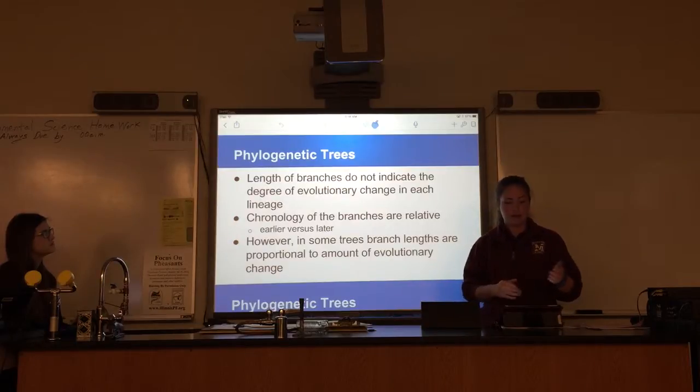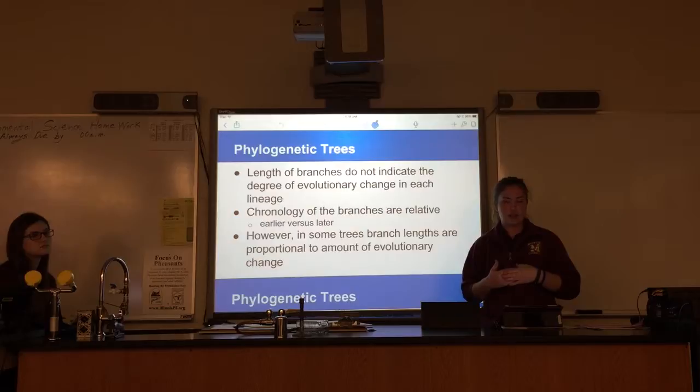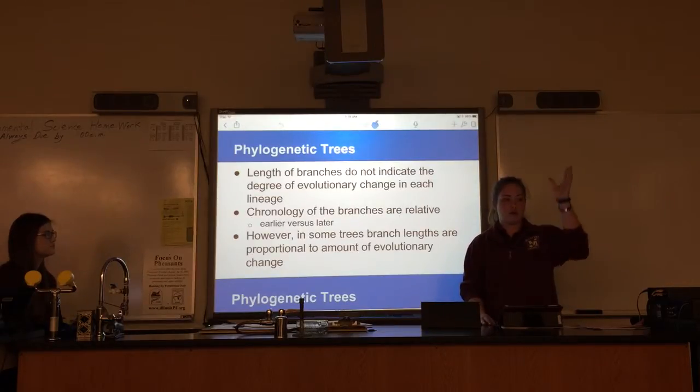There's different kinds of phylogenetic trees, and you have to determine what each means, and usually they'll have a key behind it too. In the phylogenetic trees that we've been examining, the length of the branches does not indicate the degree of evolutionary change in each lineage. But there are other trees that we'll be examining later on. For example, the chronology of the branches is relative, earlier versus later, which means maybe one organism evolved earlier than another organism. That organism would be higher up on the phylogenetic tree.